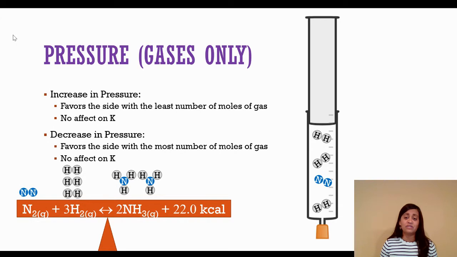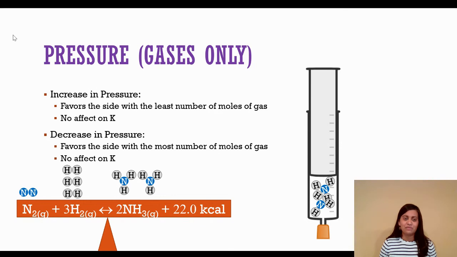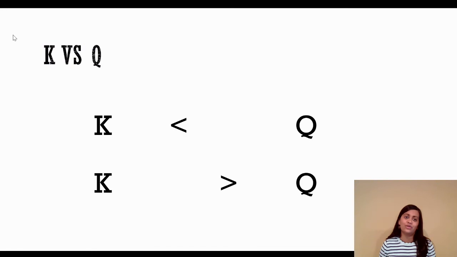This system is showing that we have a greater volume, a smaller amount of pressure, so we have more space for all of the more moles of gases. This system is showing us that we are going to increase the pressure, decrease the volume, and have less space for the substance. And so we're going to favor the side with the least number of moles of gases.